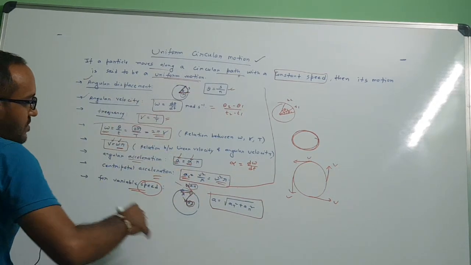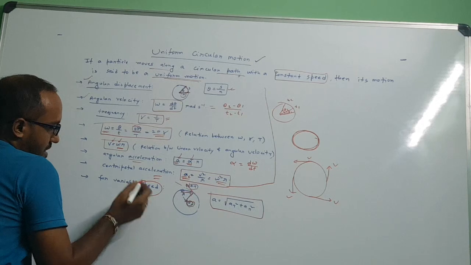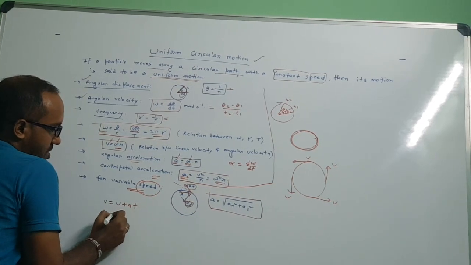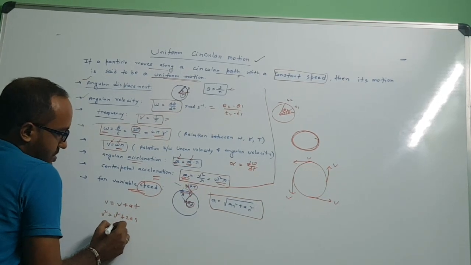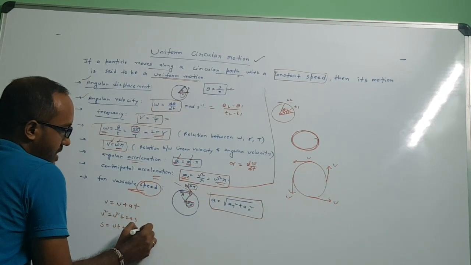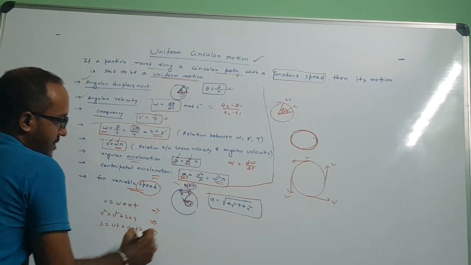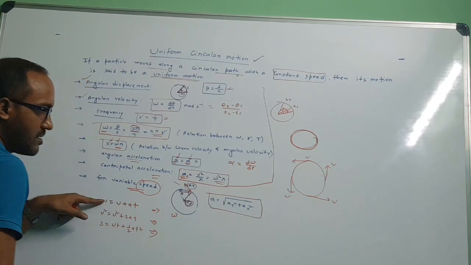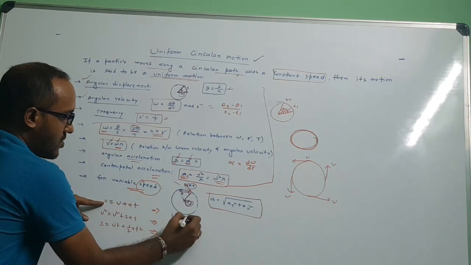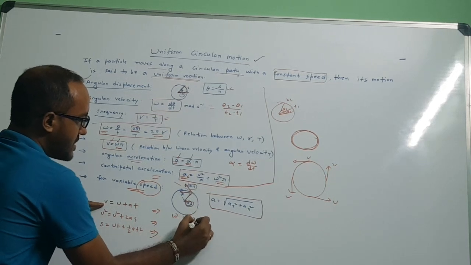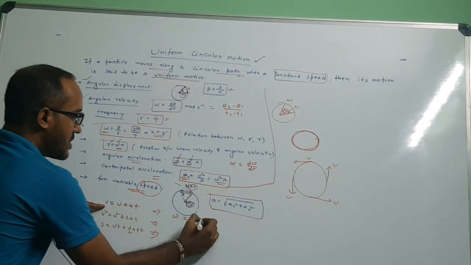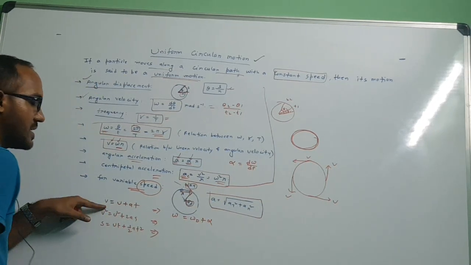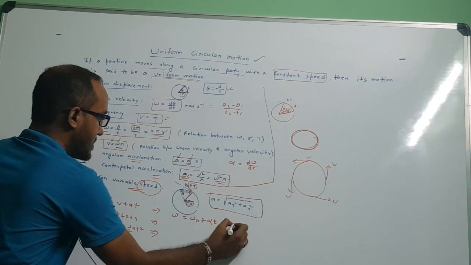Now if you want to relate the linear motion equations, that is v equals u plus at, v square equals u square plus 2as, s equals ut plus half at square, with angular velocity. See here v is the final velocity, so in angular motion the final velocity is omega, and the initial angular velocity is omega naught, plus a is linear acceleration, so what would be angular acceleration? Angular acceleration is alpha t. That is the first equation of motion.